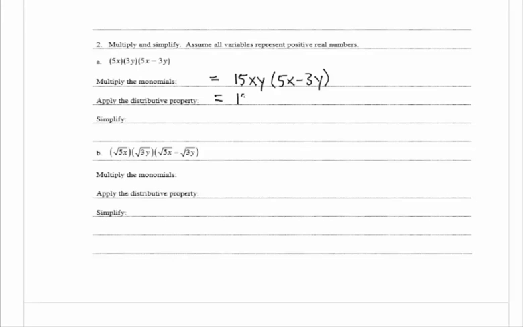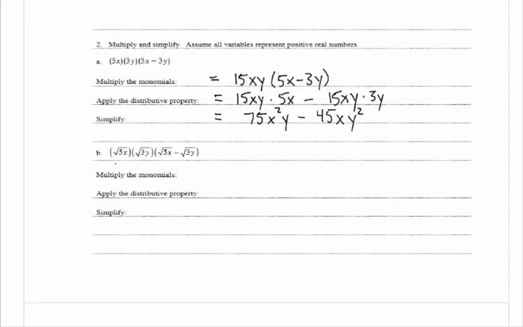So we have 15xy times 5x minus 15xy times 3y. And now when we simplify, we're going to multiply 5 and 15 together, which gives us 75. And we have x times x, x squared, and a single factor of y, minus 15 times 3 is 45 times x, and we have two factors of y, so we have y squared.